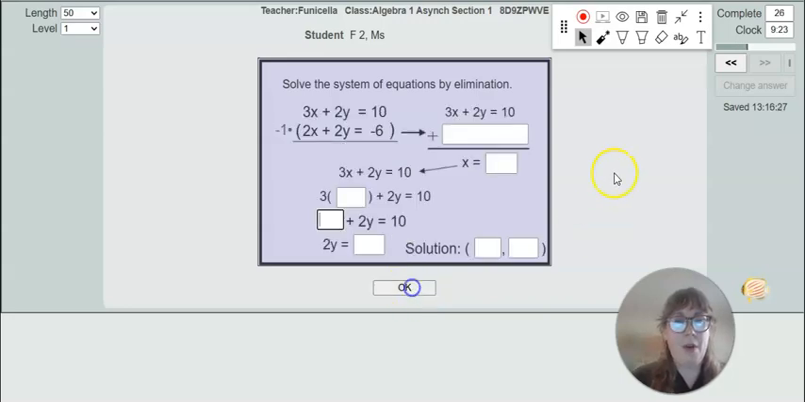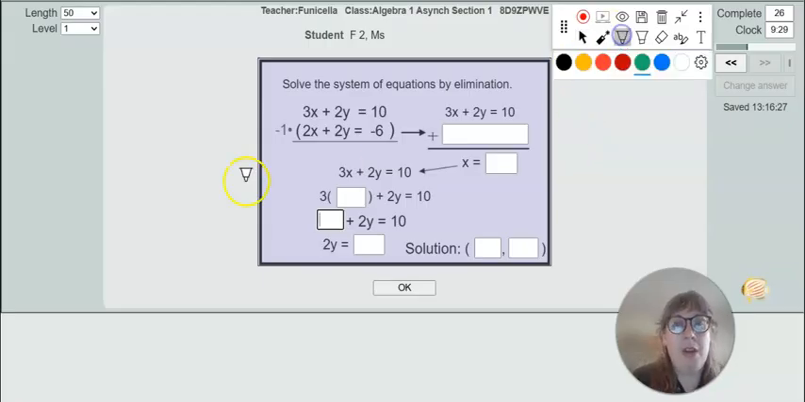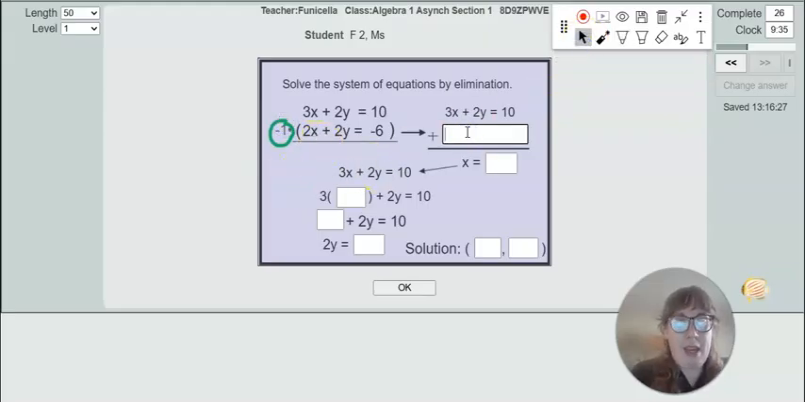All right, it cleared my board. I'm hitting OK. Here's our next one. We're about halfway done here. We are going to multiply by this negative 1, and we're just multiplying our bottom equation by that. So we get a negative 2x. Negative 1 times 2y is a negative 2y. And negative 1 times negative 6 is a positive 6.